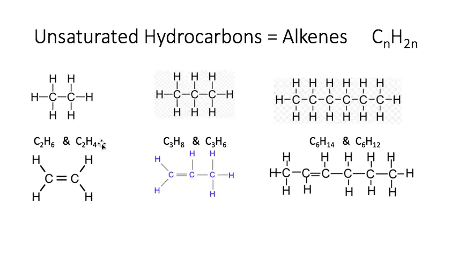2 hydrogens missing means you have 1 double bond, 1 pi bond where you didn't have a pi bond there before. 1 place where you're just not full of hydrogens.